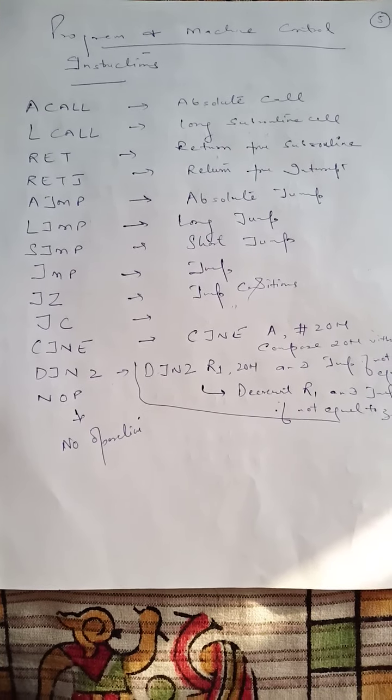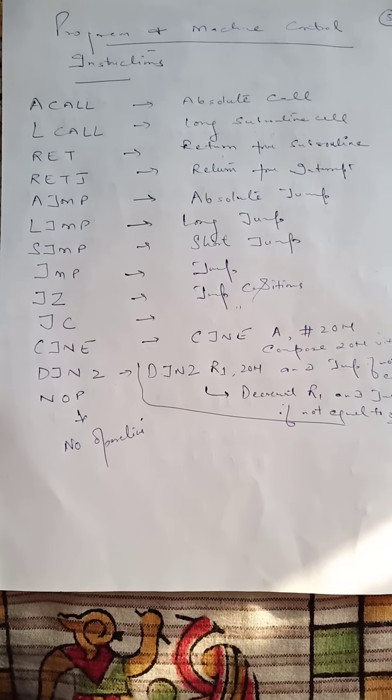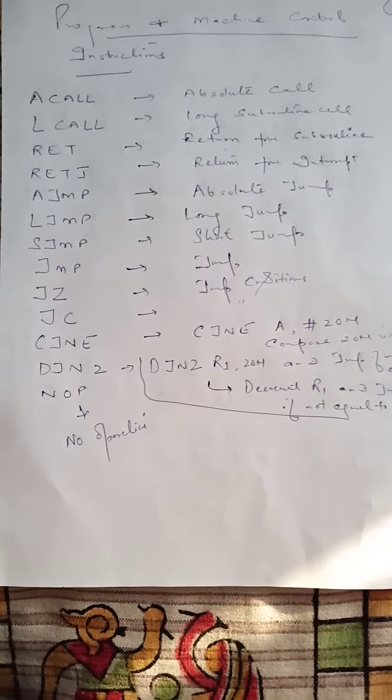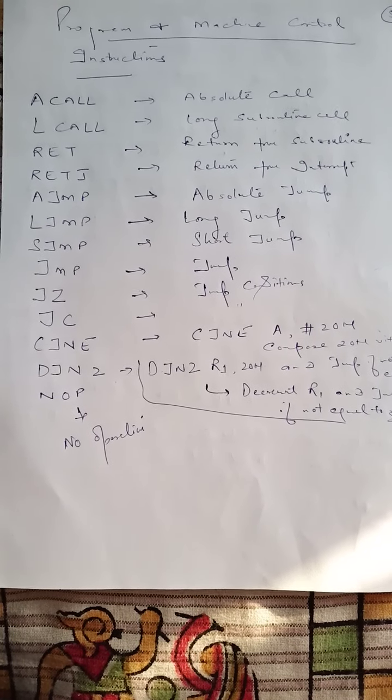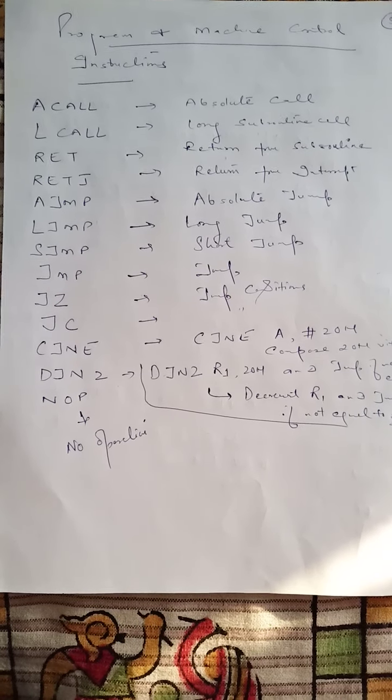RET is return from subroutine. RETI is return from interrupt. There is absolute jump, there is long jump, and there is short jump. There is a classification between these jumps. I will take up this part subsequently. SJMP is an unconditional jump. JZ is a conditional jump.